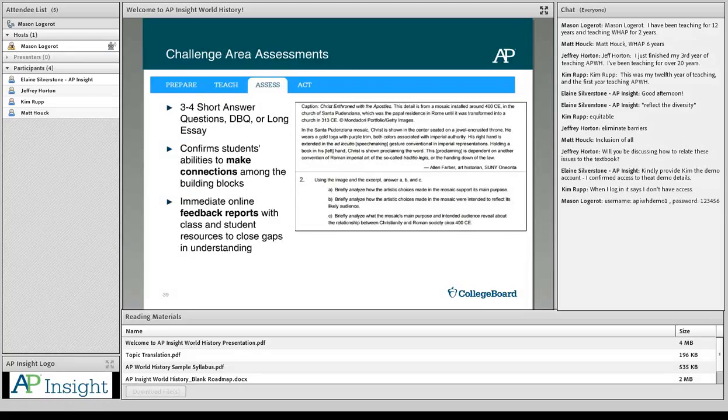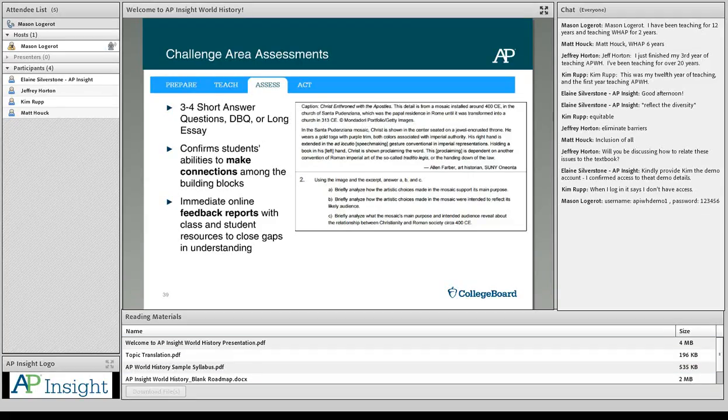There's also the challenge area assessments. These are a little bit longer. They're not multiple choice. They're usually short answer. Sometimes they're long essays. And this is after you've taught all the building blocks for a challenge area, and you're done with that challenge area, you give one of these assessments. There are rubrics to go with it that look very similar to the exam rubrics. There's going to be more trainings later in the year on how to use these rubrics to grade the students. So I don't want to get too much into that right now.